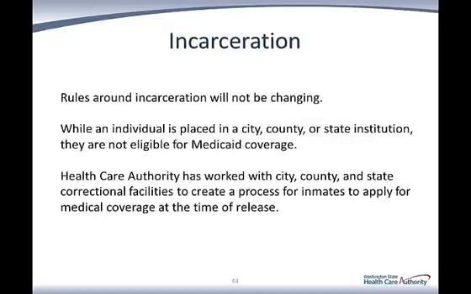Rules around incarceration will not be changing. Once an individual is placed in a city, county, or state institution, they are no longer eligible to receive Medicaid coverage. Healthcare Authority has worked with city, county, and state correctional facilities to create a process for inmates to apply for medical coverage at the time of release.